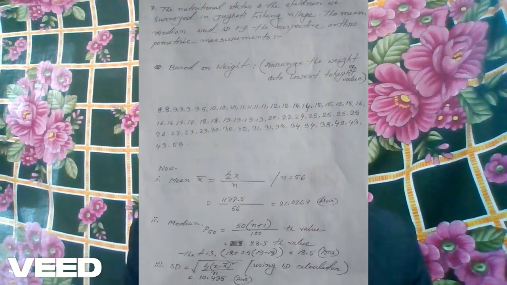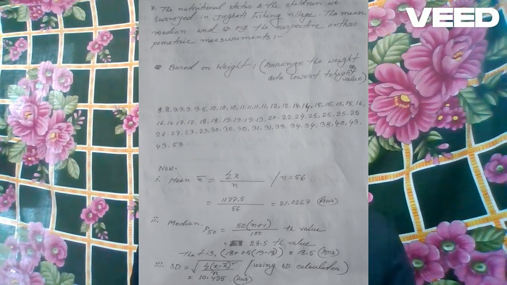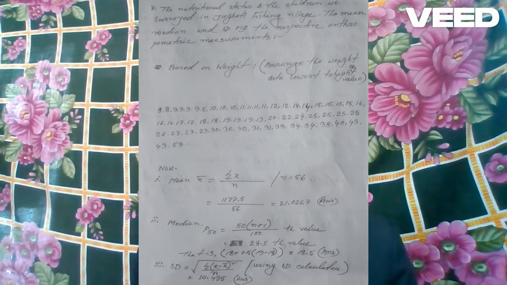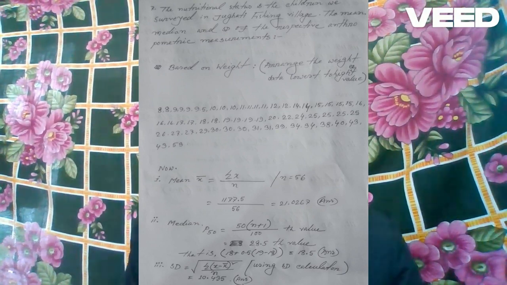Question number 7. Determine the nutritional status of the children you surveyed in Jogahati Fishery Village. You have to find out the mean, median, SD of the respective anthropometric measurements. Weight samples are first arranged from small to large. The total sample number is 56, the mean is 21.0267, median is 18.5, and SD is 10.435.